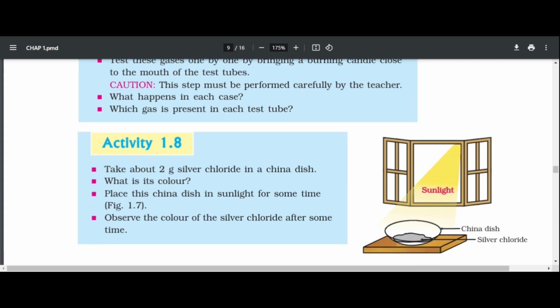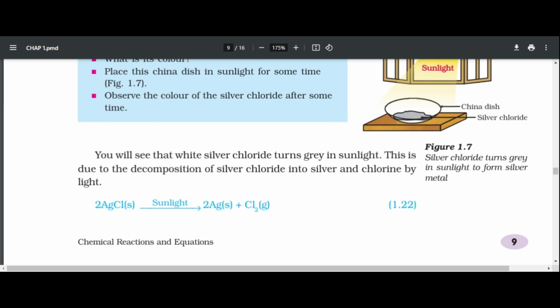Activity 1.8. Take about 2 grams silver chloride in a china dish. What is its color? Place this china dish in sunlight for some time. Observe the color of silver chloride after some time. You will see that the white silver chloride turns gray in sunlight. This is due to the decomposition of silver chloride into silver and chlorine by light. 2AgCl(s) in the presence of sunlight gives 2Ag(s) plus Cl2(g).